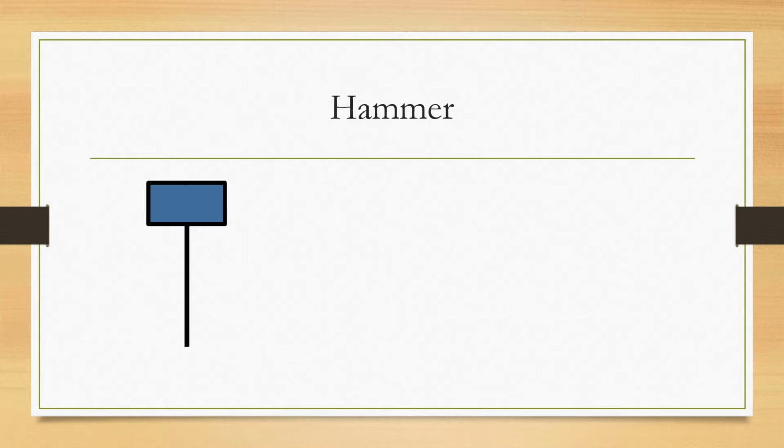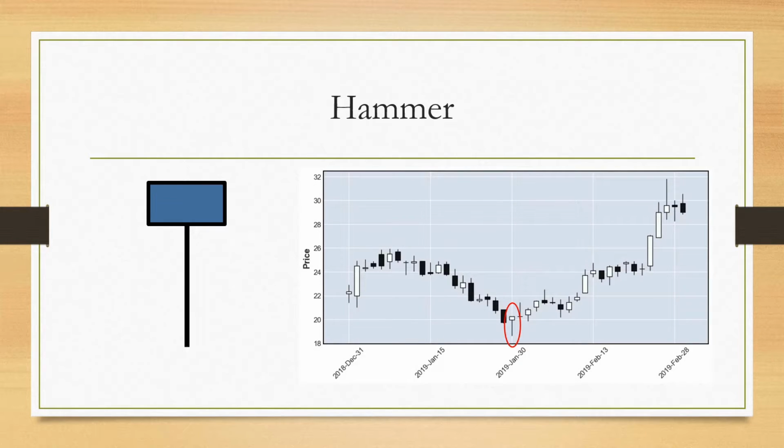Chartists' guides also state that the tail must be at least 2 times longer than the body, and the longer the tail, the better. There is no upper tail, or it's very small. The rationale behind the pattern is that the sellers exhaust themselves during the day, and then the buyers come in and overwhelm them. This creates a hammer pattern.